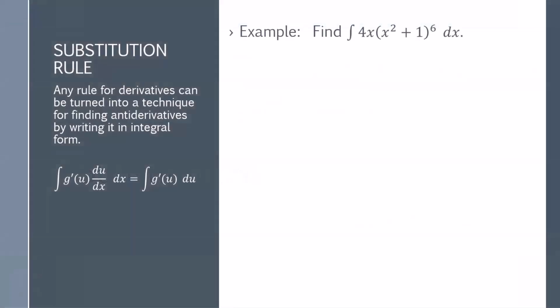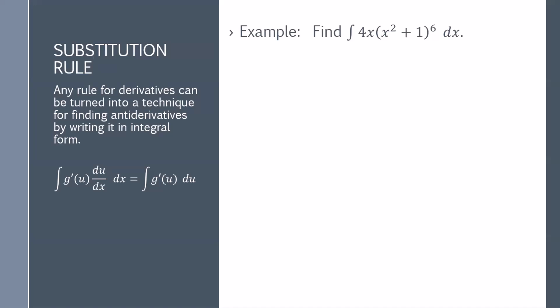Any rule for derivatives can be turned into a technique for finding antiderivatives simply by writing it in integral form. For example, the integral of g'(u) du/dx with respect to x is equal to the integral of g'(u) du. This is the reverse of the chain rule. If you take a chain, g'(u) du/dx, and you take the antiderivative, what we should get is the antiderivative of g'(u) with respect to u. Let's check it out in an example.